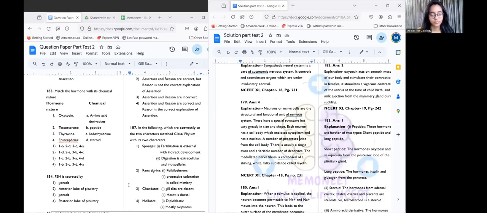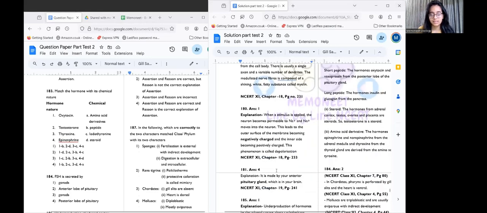Now we can see for the 184th question, FSH is secreted by what? So we have two basically hormones, which are FSH and LH. Okay. So these are released by the anterior lobe of the pituitary gland, both of them. And they're known as gonadotropins.